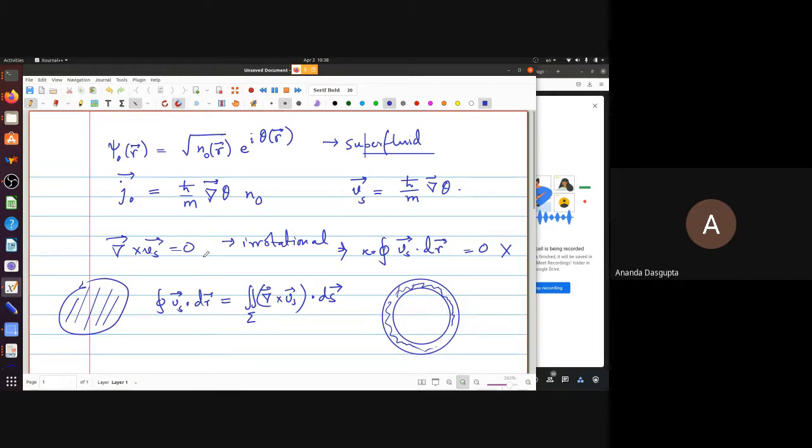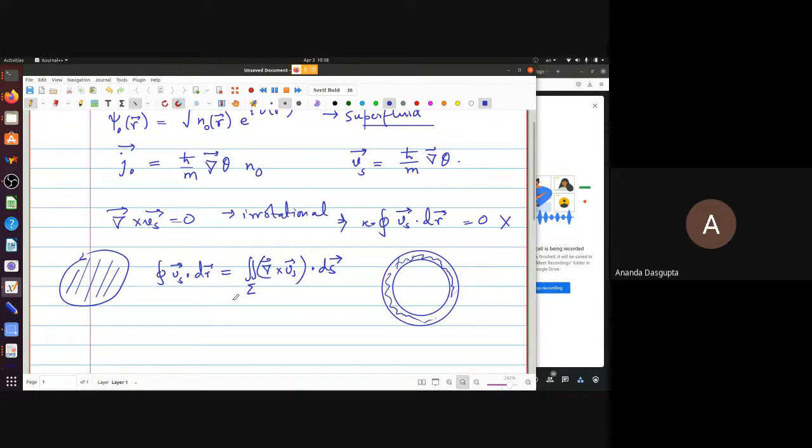So you cannot really use Stokes' theorem to tell you that because curl of V is 0 in this region, the circulation is going to be 0, right? So in such a situation, you can actually have non-zero circulation. In fact, one way of producing such non-zero circulation would be something like this.